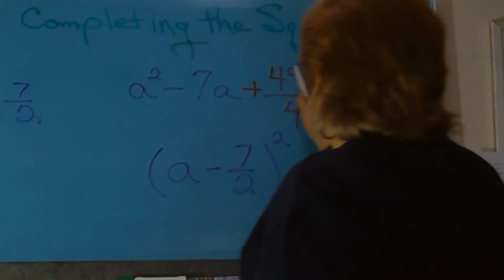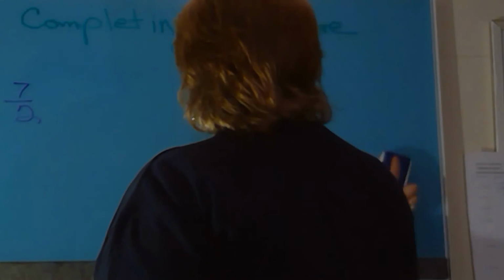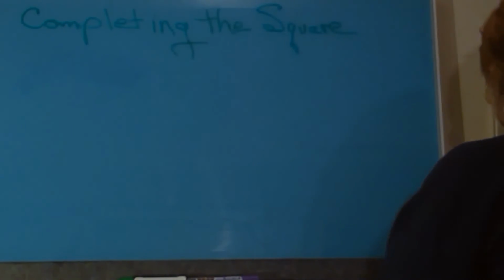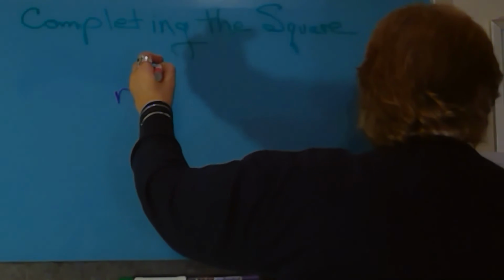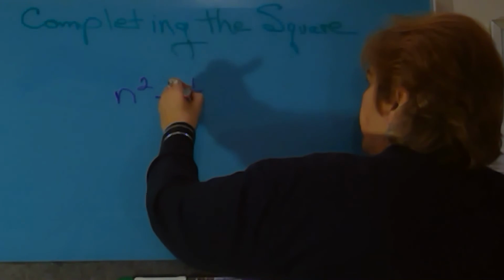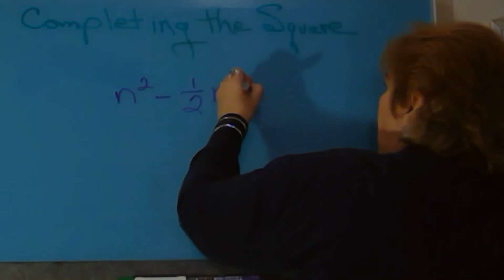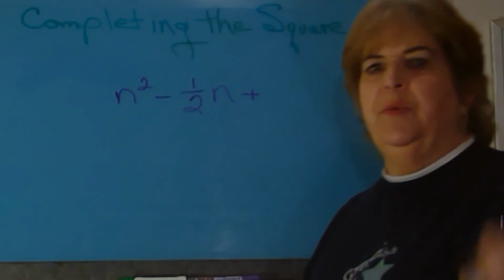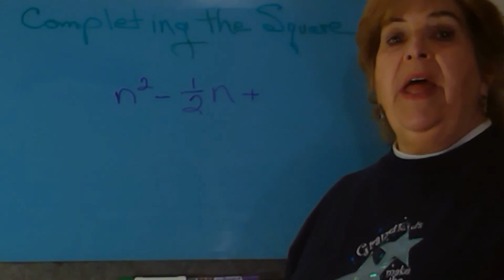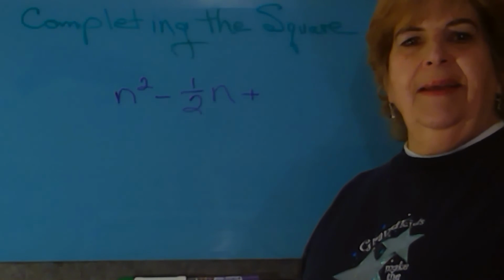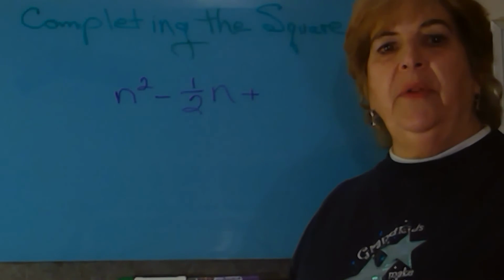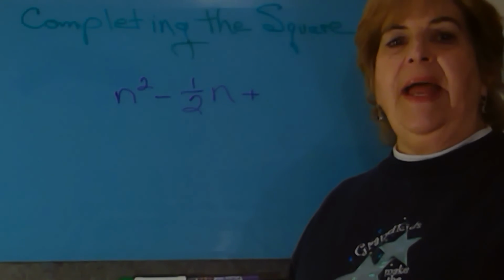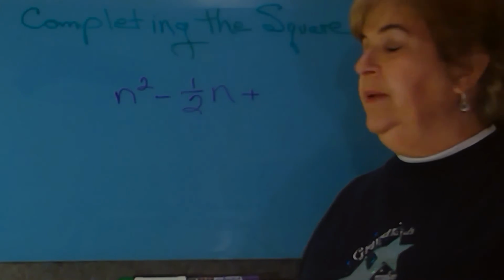Okay, let's try another one. N squared minus 1/2 n. I can already put the plus there because remember we're squaring what we end up with, and when we square it, it's always going to be positive. We're not working with imaginary numbers, and the only way you can square a number and get a negative is if it's imaginary.